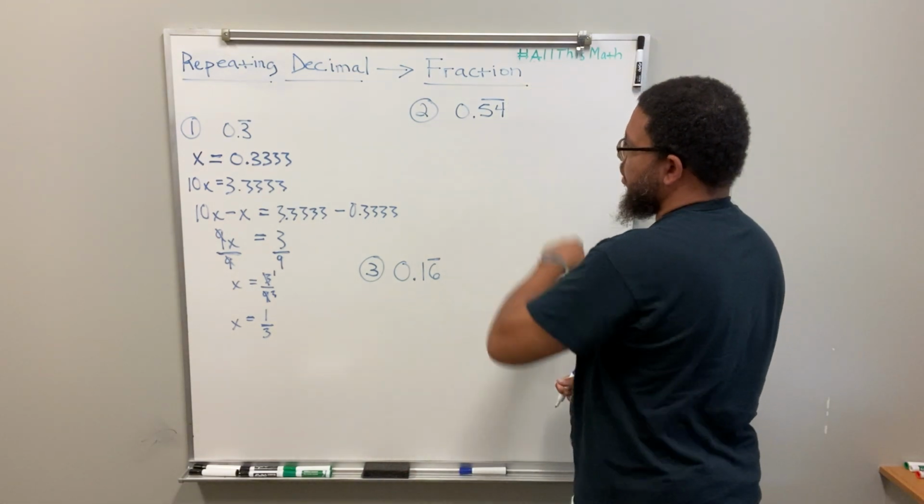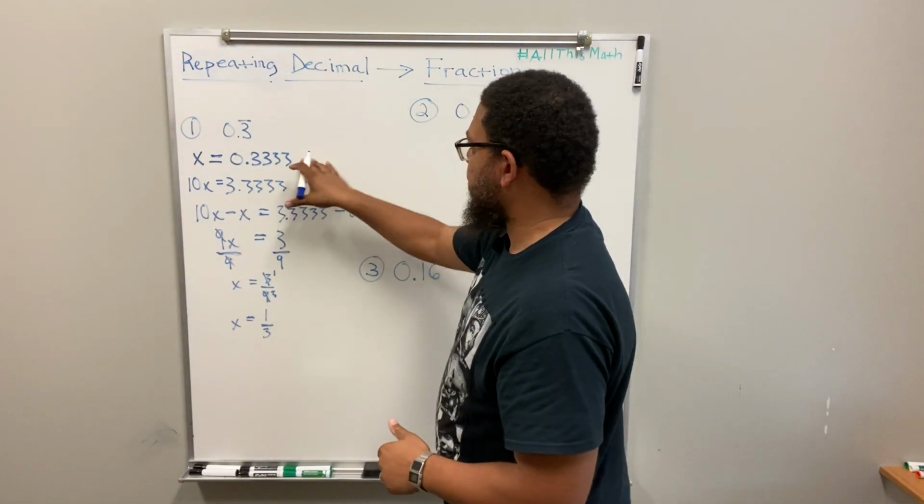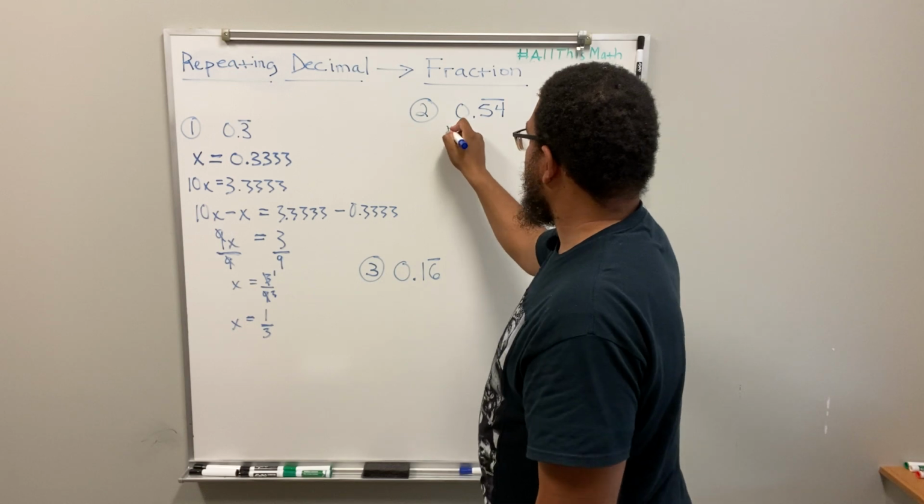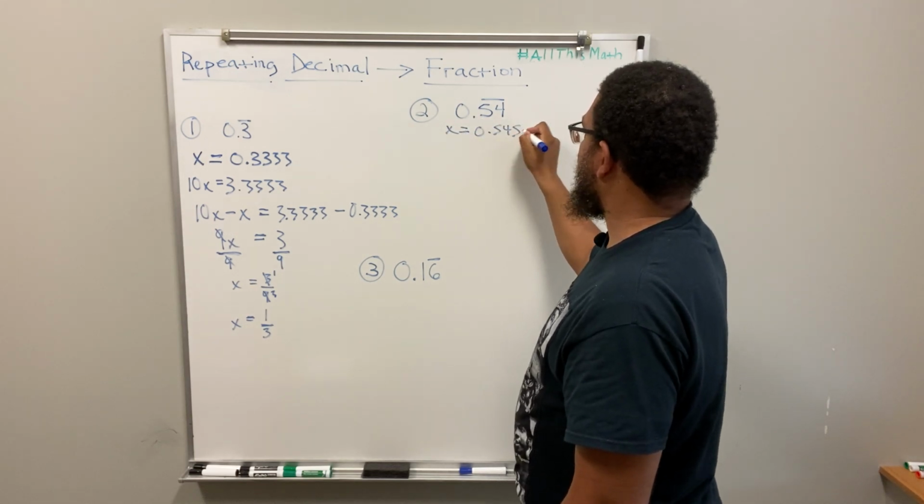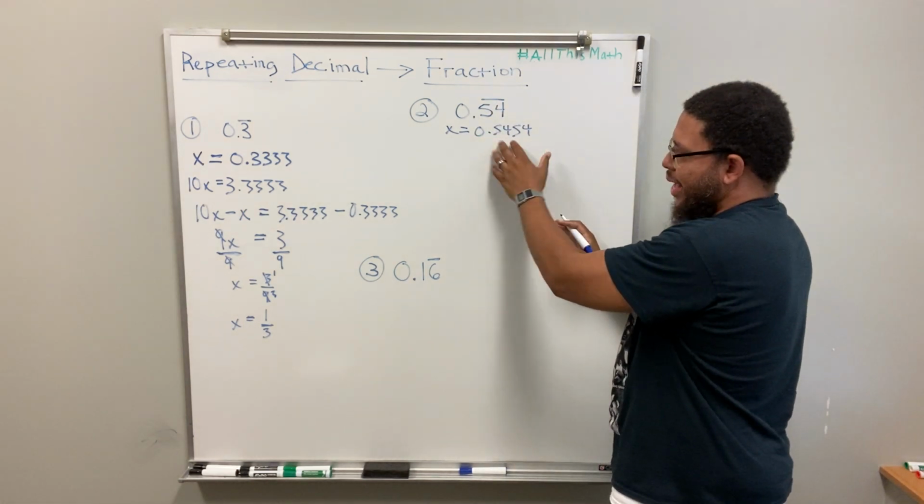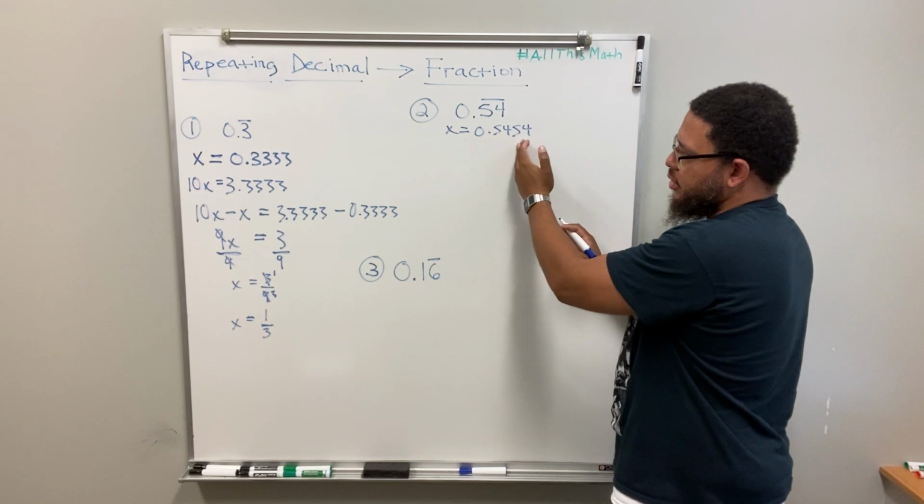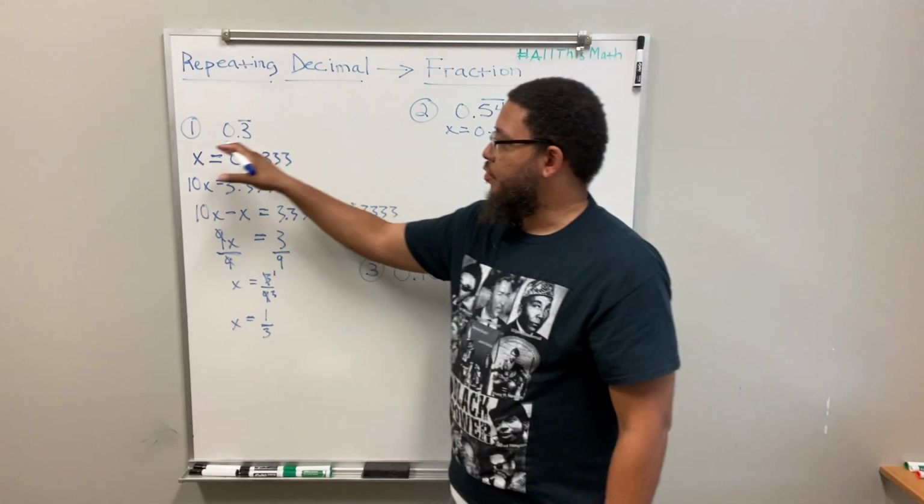All right, so let's slide over here. 0.54 repeating, okay? So let's identify this as, okay, let's have x equals this. So let's do x equals 0.5454. Now it repeats, right? So I want to show that it repeats. All right. I can do four digits. 4 digits is cool.